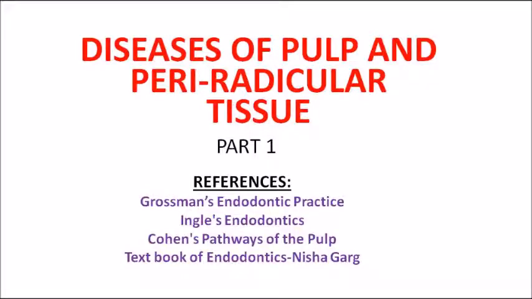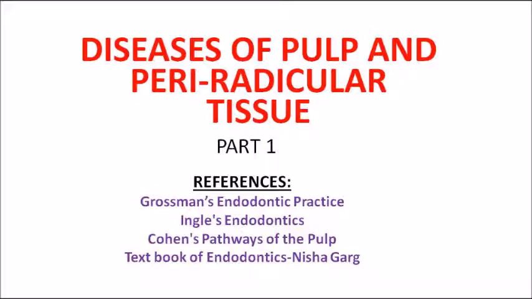Today we'll be having a discussion on diseases of pulp and periradicular tissue, which is chapter 2. The chapter is mainly divided into part 1 and part 2 sections. Part 1 deals with pulp diseases and part 2 deals with periradicular tissue diseases. So let's begin with the diseases of pulp and periradicular tissue, part 1, which has mainly pulp diseases.